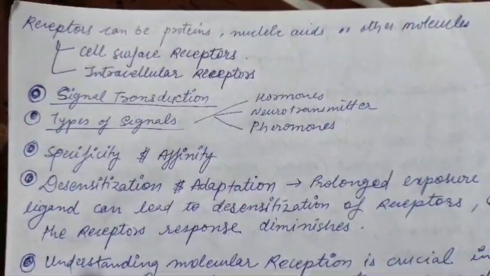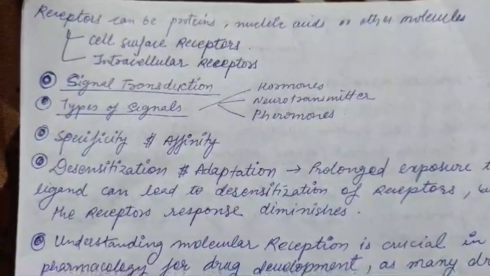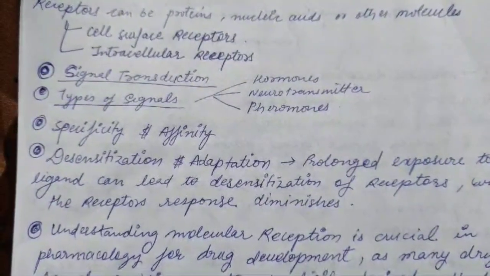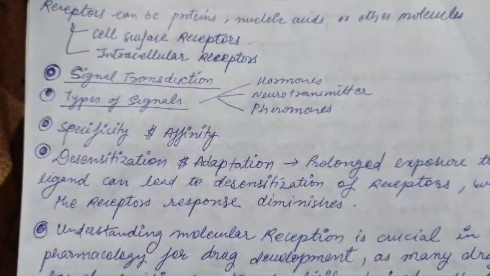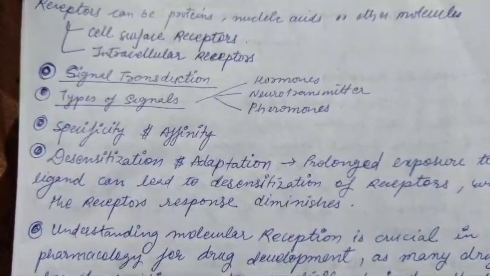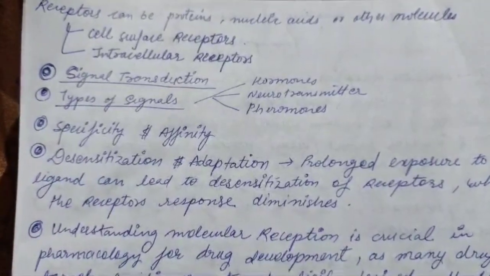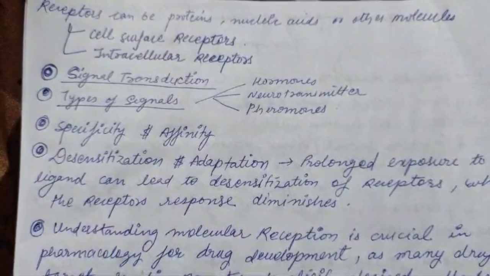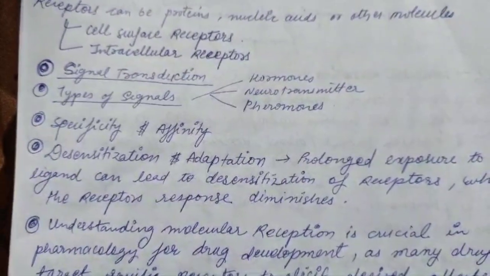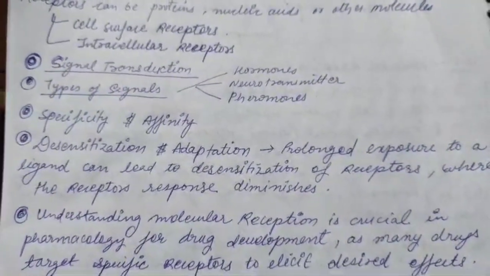So the receptors can be proteins, nucleic acid, or other molecules. They can be of two types: cell surface receptors and intracellular receptors. Cell surface receptors stick to the surface, then initiate the secondary response, and the intracellular receptors fuse with the membrane and go to the intramolecular content of the cell. Then the signal transduction process occurs. There are different types of signals that are conducted by the hormones, neurotransmitters, or the pheromones.